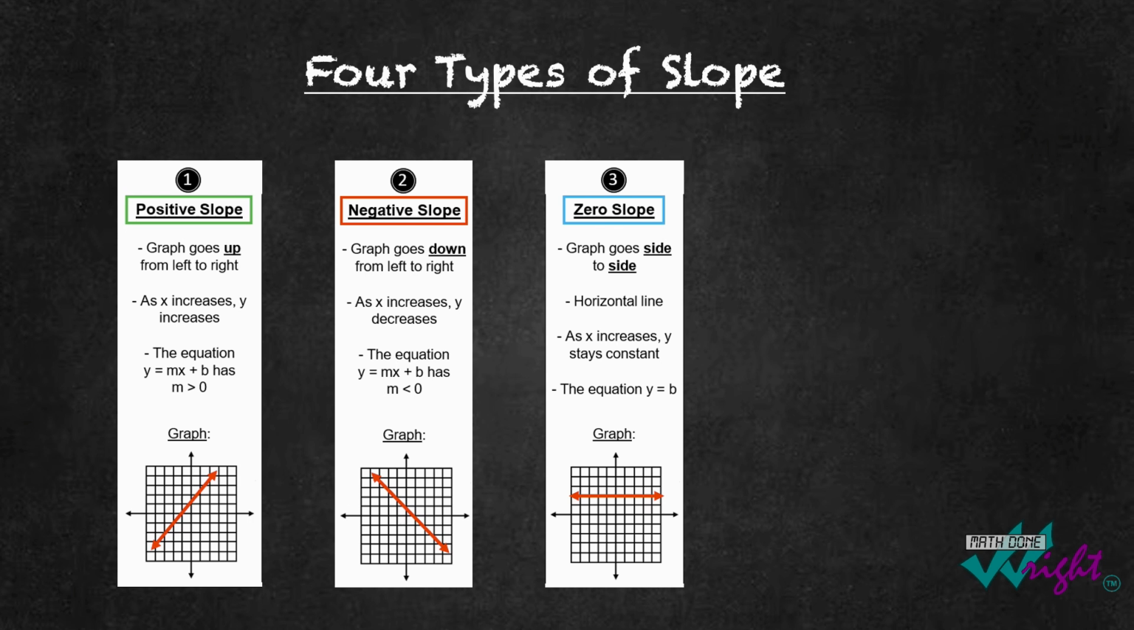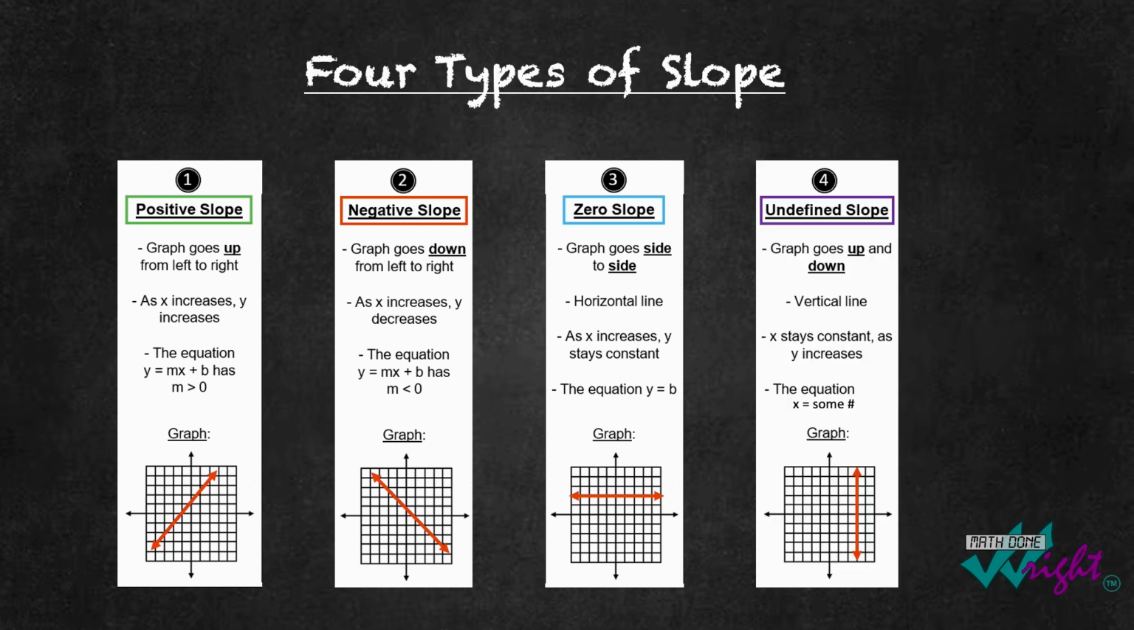The last type of slope that we will discuss is an undefined slope. This graph goes from up to down, and it creates a vertical line. Conversely to zero slope, you should now see that there's no change in x. So x is now constant, whereas the y values are changing. The equation is x equals some number, whatever the x-intercept is. That will give us the equation of a vertical line.